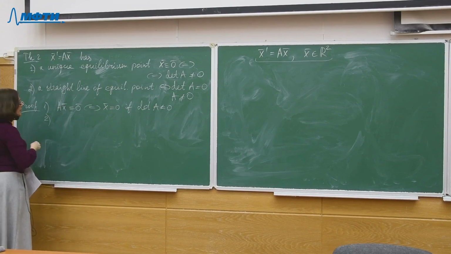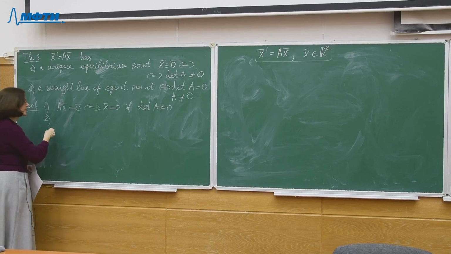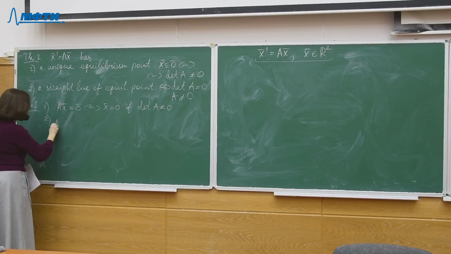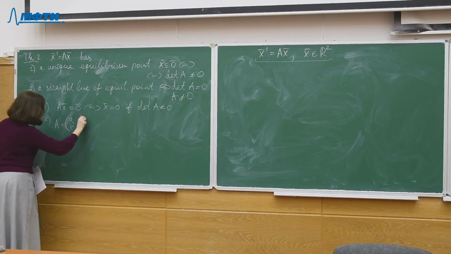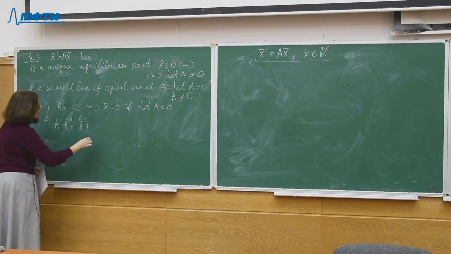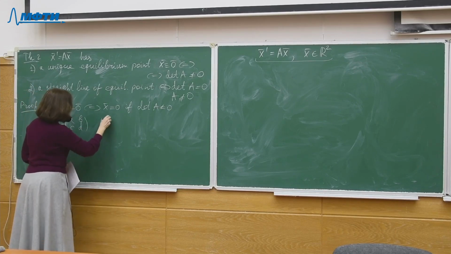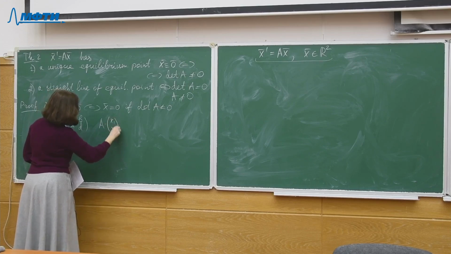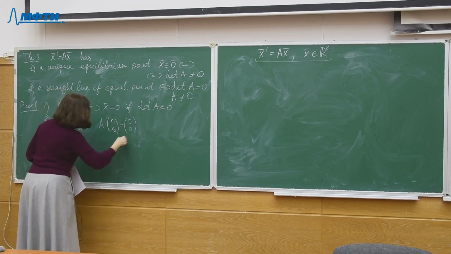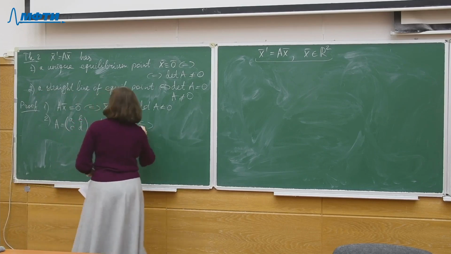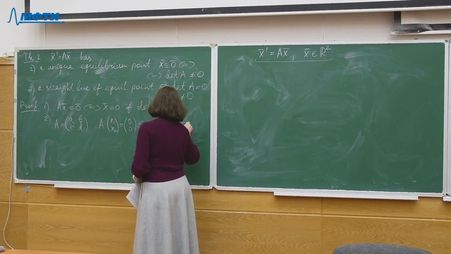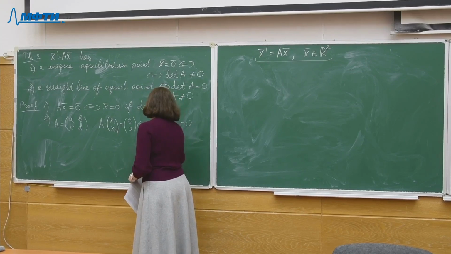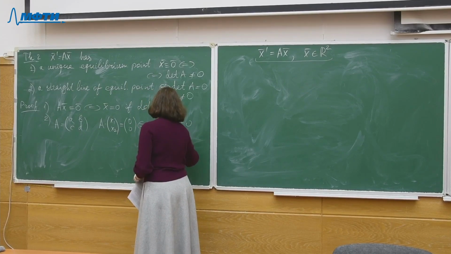If the determinant of the matrix A is 0, but matrix A is not 0, let A be the following matrix: a, b, c, d. Then we are trying to solve A times (x1, x2) equals (0, 0), which is the same as ax1 plus bx2 equals 0, cx1 plus dx2 equals 0.